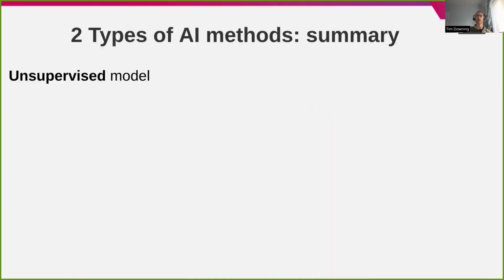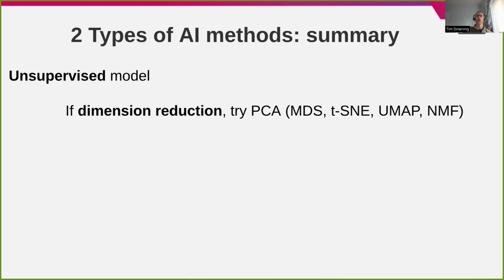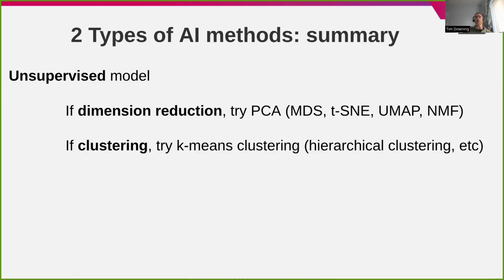So let's think about other methods. We have our unsupervised model, where we might be using some sort of dimension reduction technique like principal components analysis or multidimensional scaling, TSNE, UMAP, NMF, techniques that we mentioned in the previous course. If we're using clustering, we might be using something like k-means clustering or hierarchical clustering to allocate the different samples into groups. If we're trying to predict using a supervised model, we have a slightly different approach.